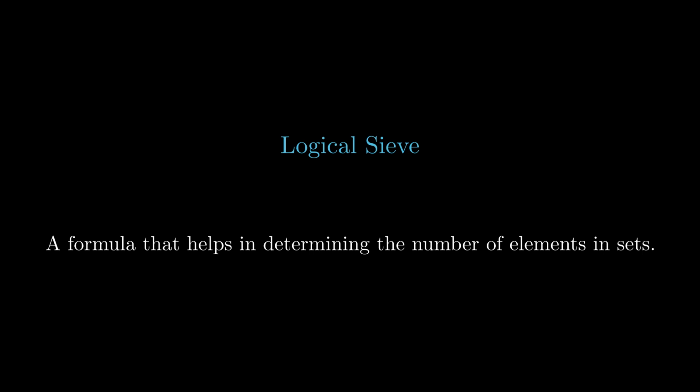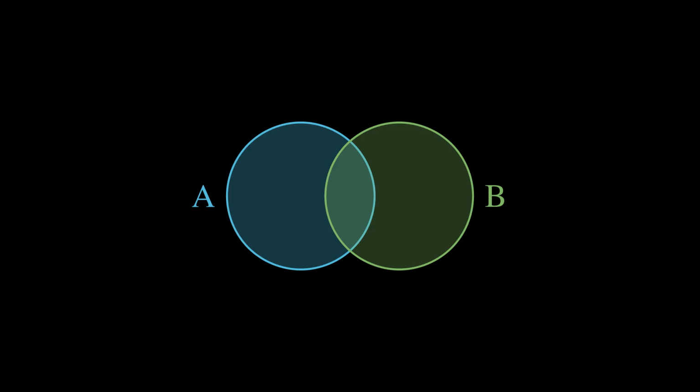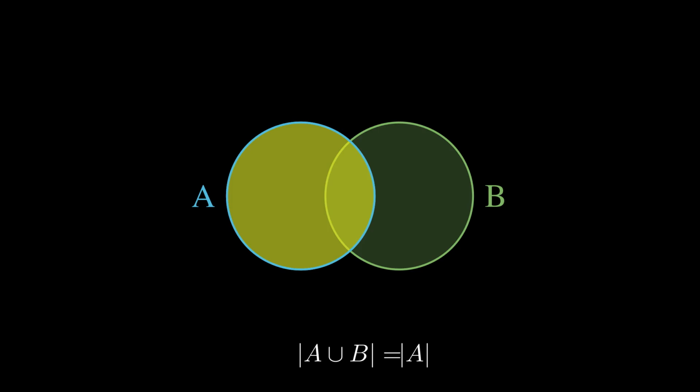Let's have 2 sets, A and B. We are interested in finding how many elements are in the union of A and B. Let's start with the set A and list all the elements in set A. Then, add all the elements in set B.